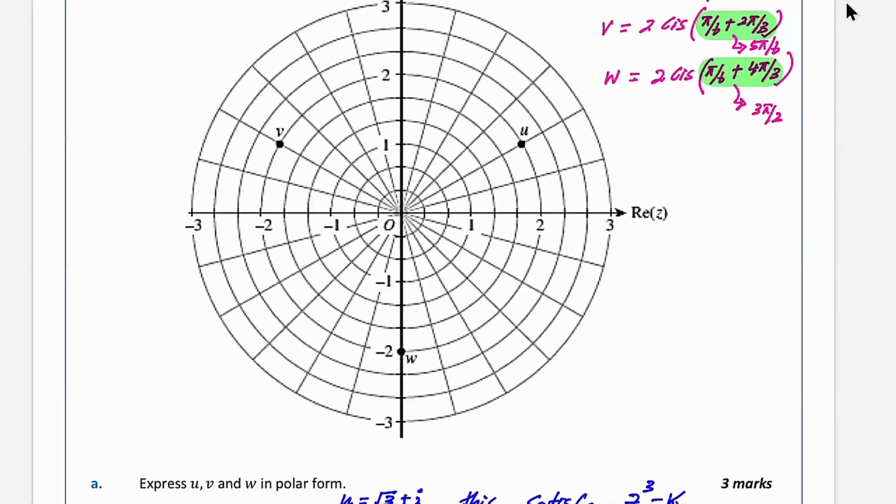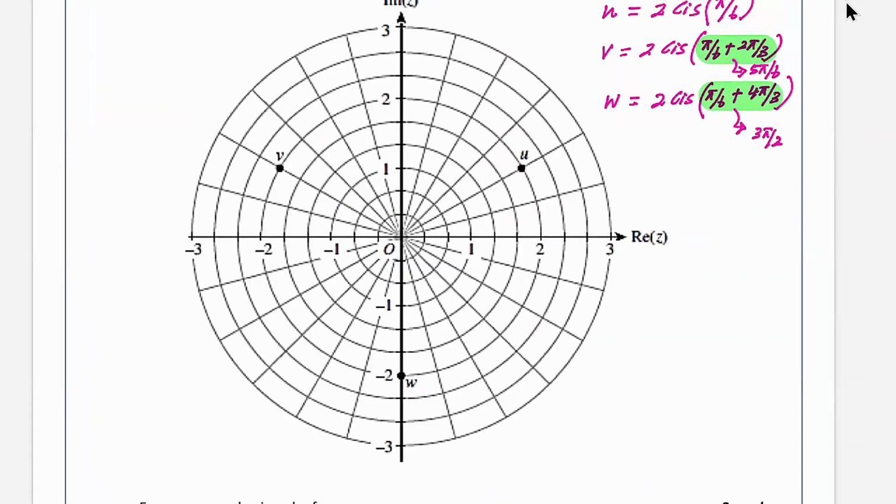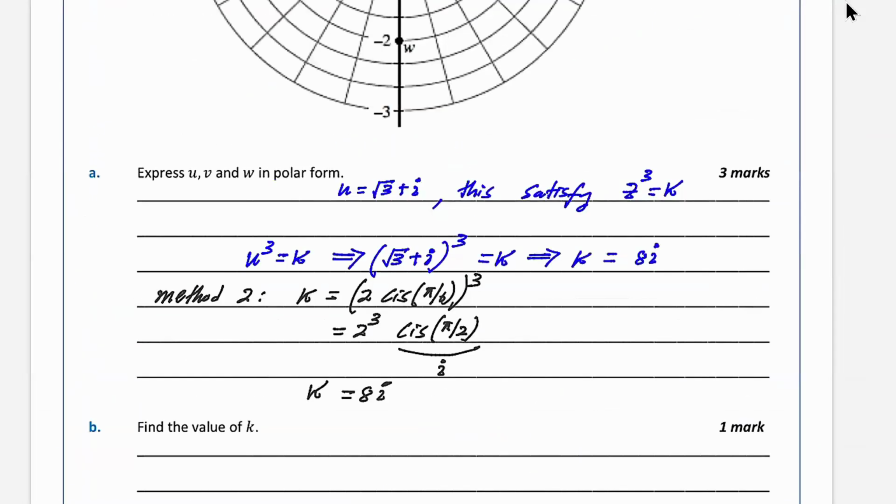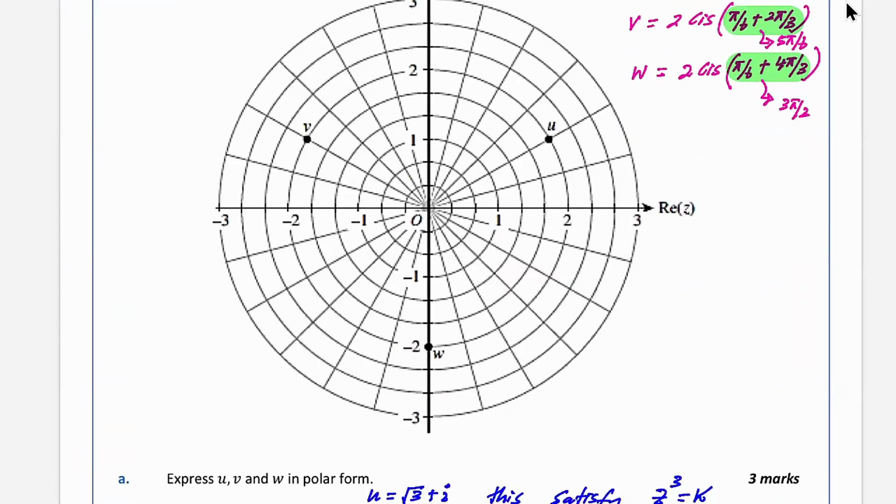So square root 3 means the angle is how much? 1 divided by square root 3 means you are looking at that line. This angle is going to be pi divided by 6, isn't it? Correct? Pi divided by 6. So this line, which is y is equal to 1 divided by square root 3 x, right?